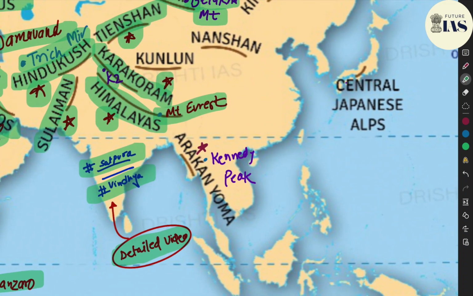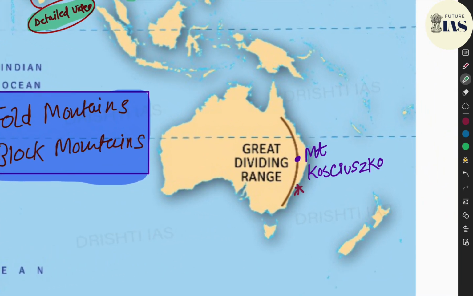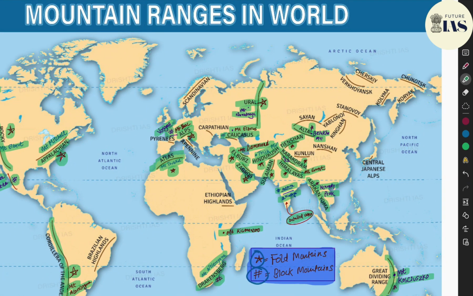Now in Myanmar, there is another mountain range known as Arakan Yoma, and it is also a fold mountain range, and the highest peak of this mountain range is Kennedy Peak. Now there is an important mountain range in Australia known as the Great Dividing Range, and it is also a fold mountain range, and the highest peak of this mountain range is Mount Kosciuszko. So these are the major mountain ranges in the world we have covered in this video.